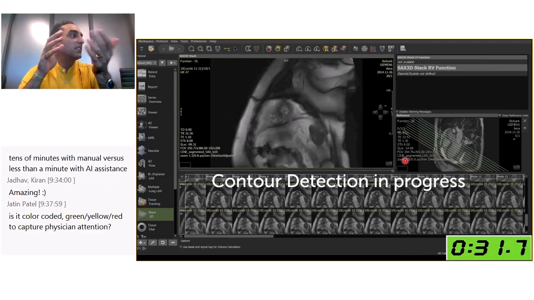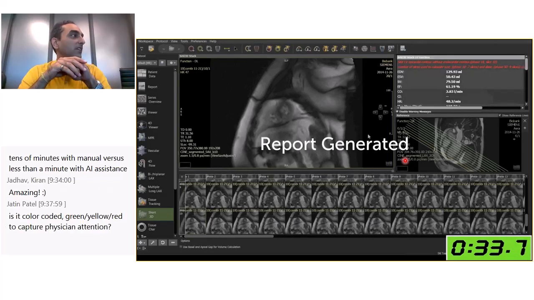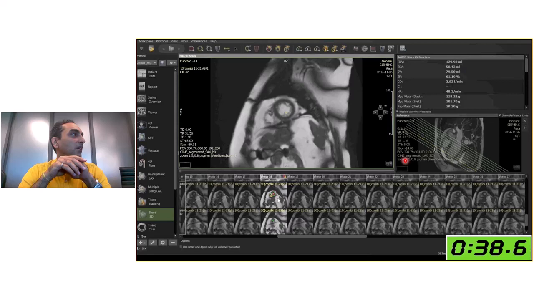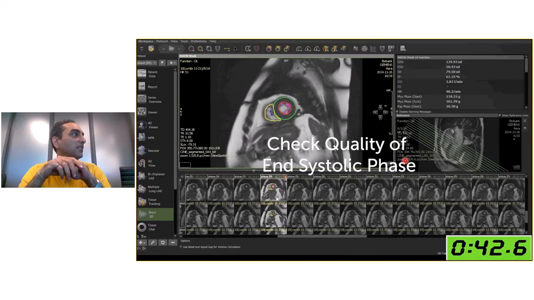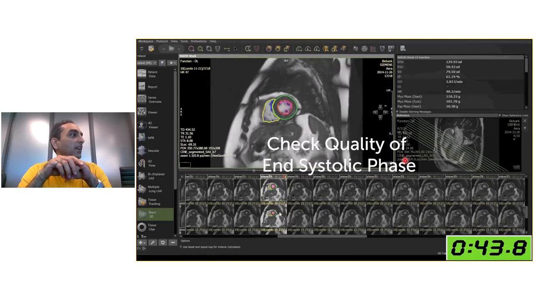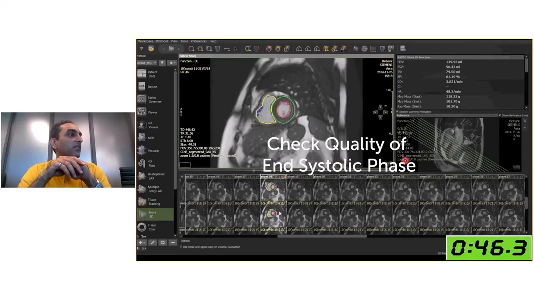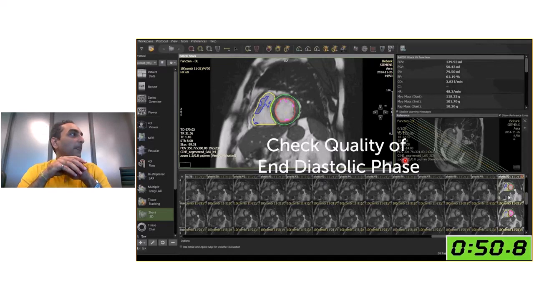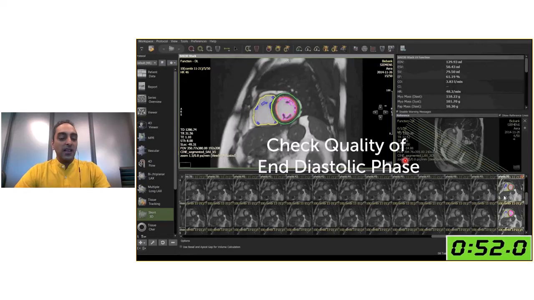It's done. What the clinician then needs to do is look at the contour in the systolic phase and check the quality to see if everything is okay and if there have been any mistakes or any changes that need to be made to the contours. After that, they double check the end diastolic phase. And within 57 seconds, they're done. There's not much else that needs to be done here.